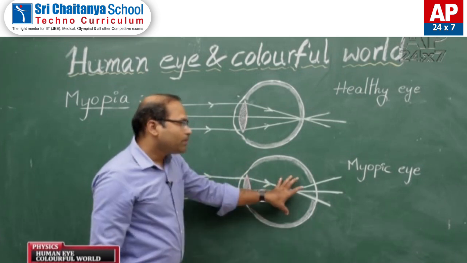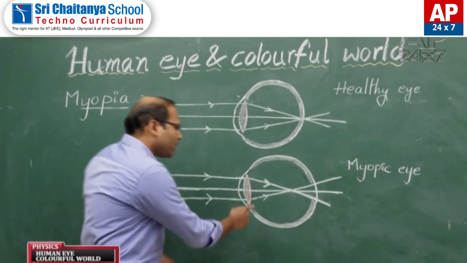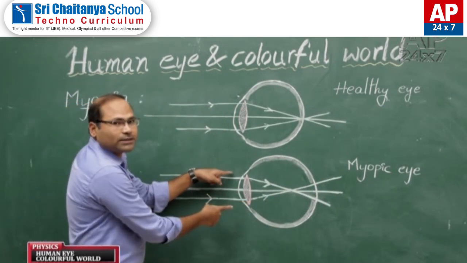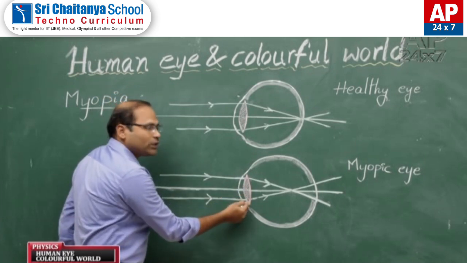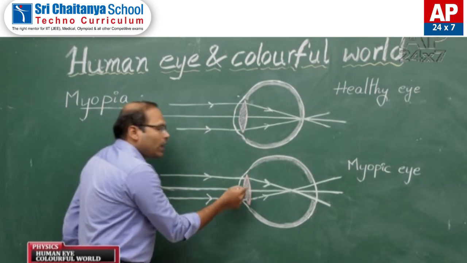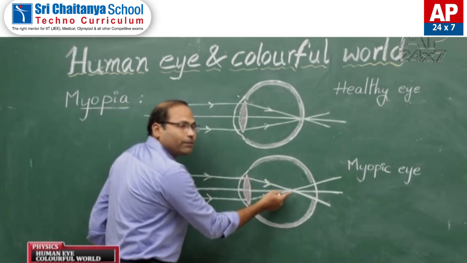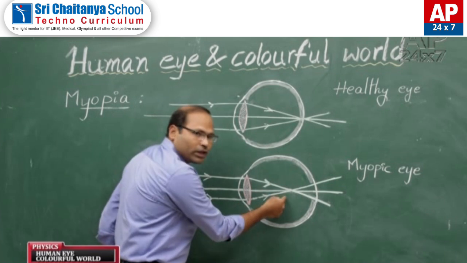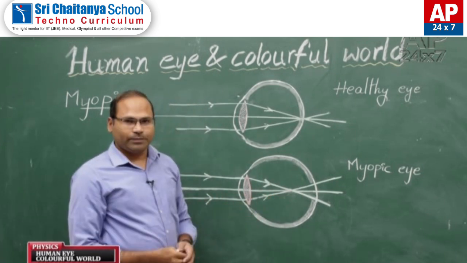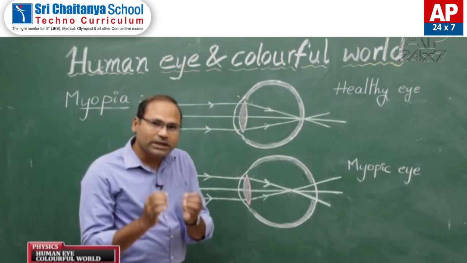But for people with a myopic eye, when they try to see an object at a longer distance, light rays will come parallel to the principal axis. After refraction at the eye lens, because the problem is with the eye lens, the light rays will converge and form the image before the retina itself. So the object cannot be seen clearly.